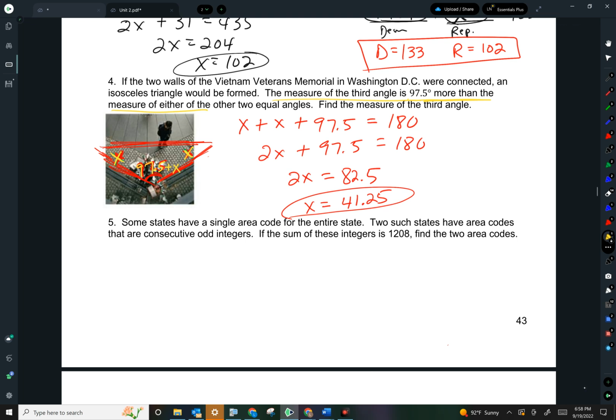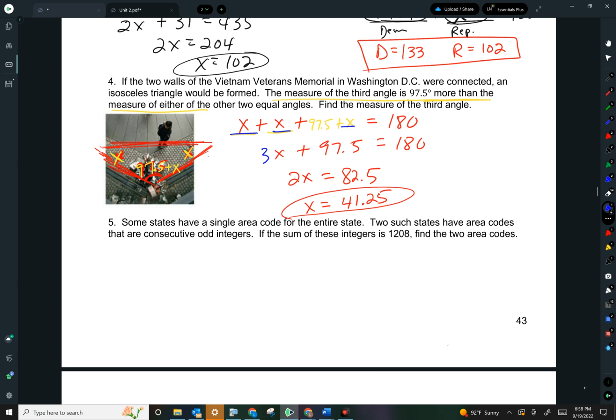So when I added them all up, I had my first angle of x, my second angle of x, but my third angle was not just 97.5, but rather it was 97.5 plus x. So that means when I add all this up, instead of having 2x plus 97.5, I would have to add up all three of them. So really it's a 3x plus 97.5.